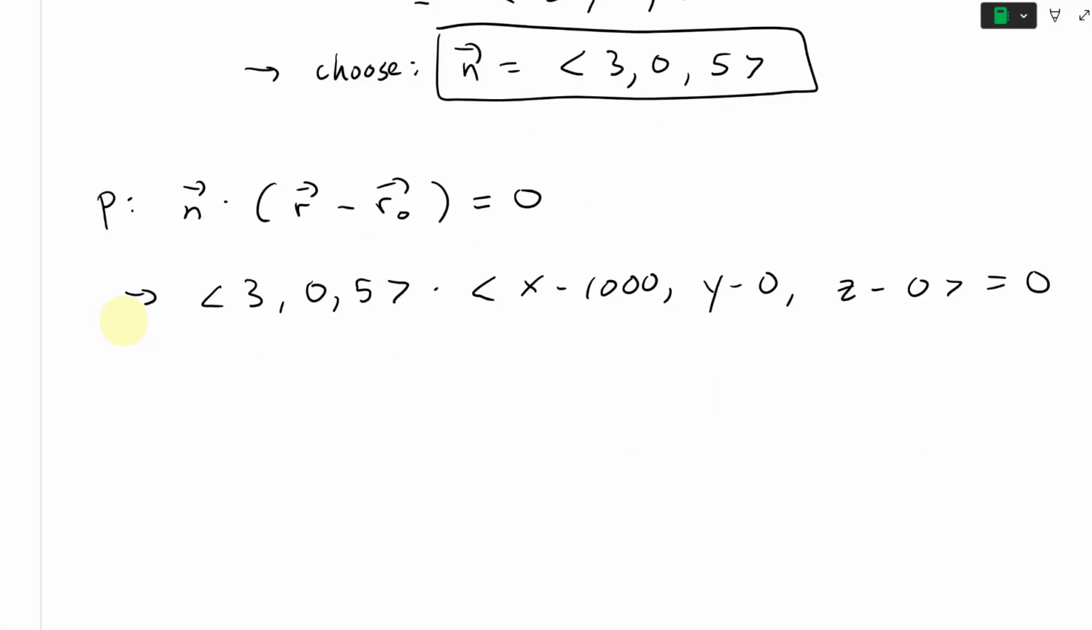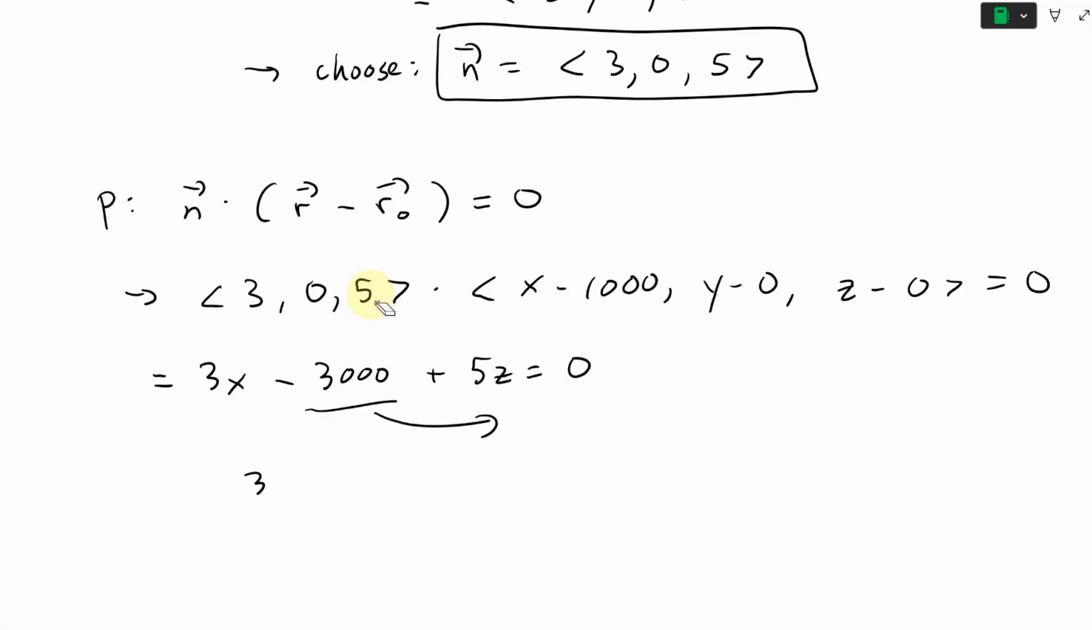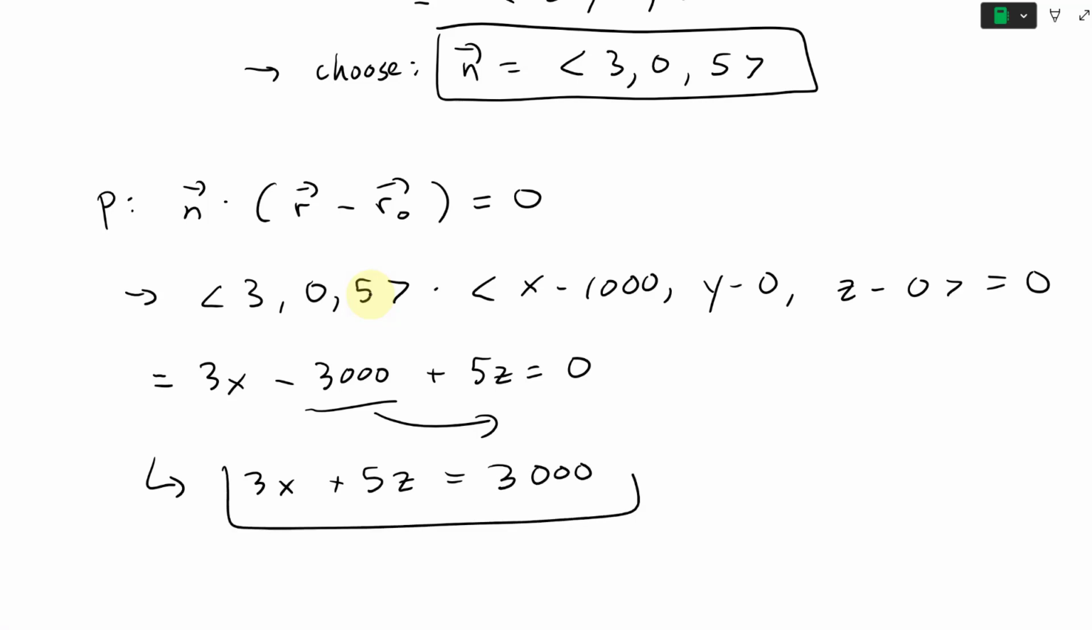All right, multiply this out. This equals 3x, and then I'll just put this in for completeness, 3x minus 3000. And then here we have the 0, the y is gone. So now the next one is 5z equals 0. So move this over to the other side. We get 3x plus 5z equals 3000. That's the equation of the plane.